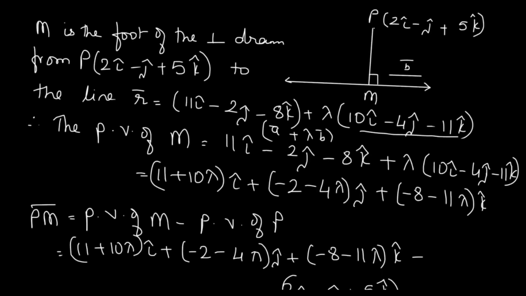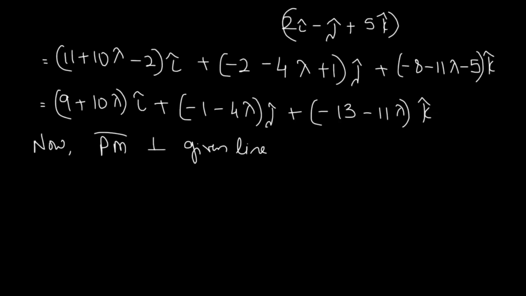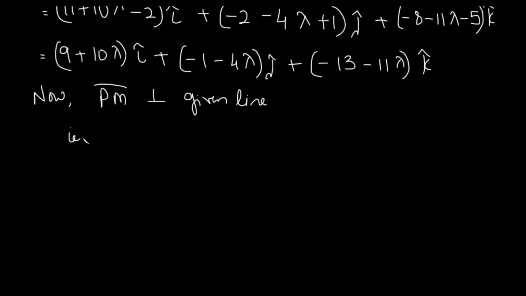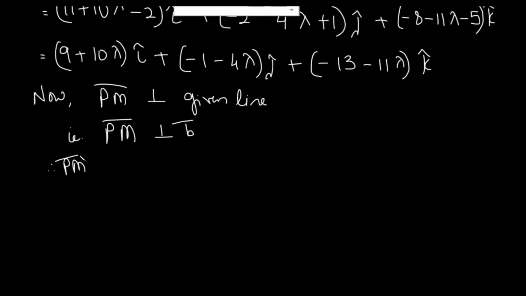And thus we get over here, PM is perpendicular to B bar, and therefore we get PM dot B is equal to 0. If B is 10i minus 4j minus 11k, then PM dot B is equal to 0, because the dot product of vectors which are perpendicular is 0, you know that very well.